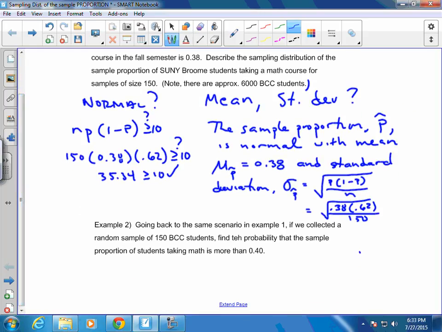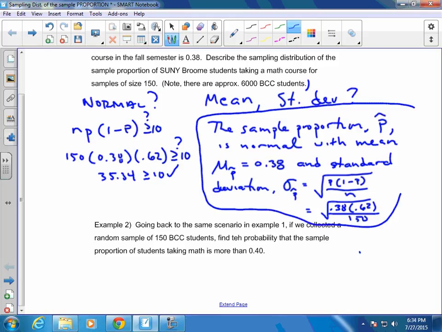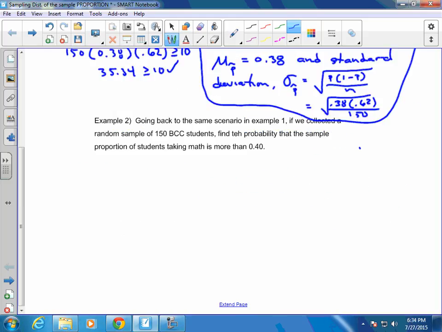Okay, so again, here is a complete answer to one of those sampling distribution prompts. We've stated that it's normal and we've given its mean and its standard deviation. That is a full description of what the sampling distribution is. Here we want to work with that same scenario for example 2.